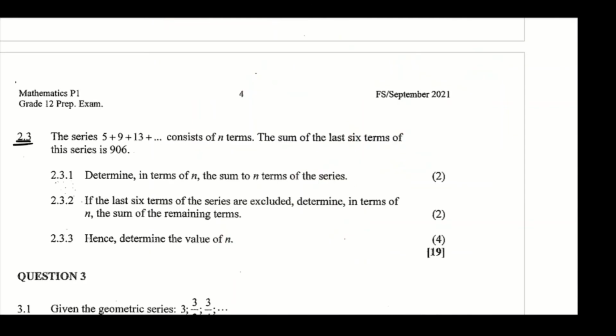So now in 2.3, we are given the series here of 5, 9, and 13, which consists of n terms. The sum of the last 6 terms of the series is 906. So in 2.3.1, we are asked to determine, in terms of n, the sum of the n terms of the series. So you're going to find the sum of n terms of the entire series.